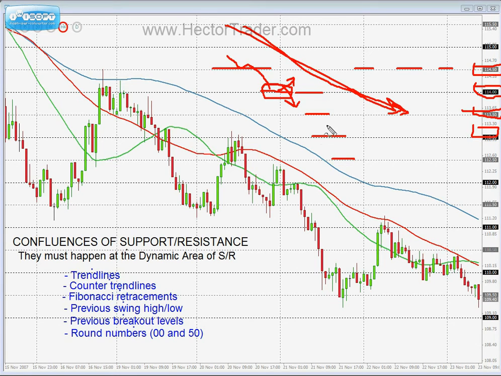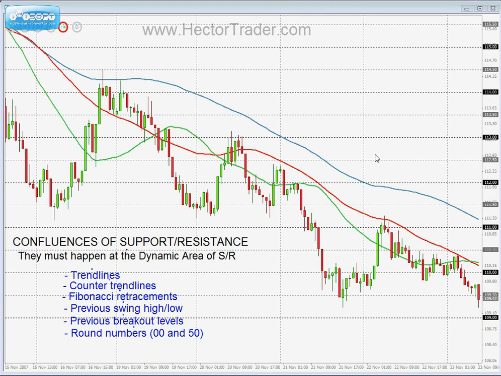So that's why, basically, once price reaches a round number, it's bound to react in one way: either a breach through if we hit some sell limit orders around here, or a rebound back up if we've seen some buy limits around here. But anyway, those are the elements that I like to keep an eye on: trend lines, counter trend lines, Fibonacci retracements, previous swing highs or lows, previous breakout levels, and round numbers. All of them within the dynamic area of resistance.